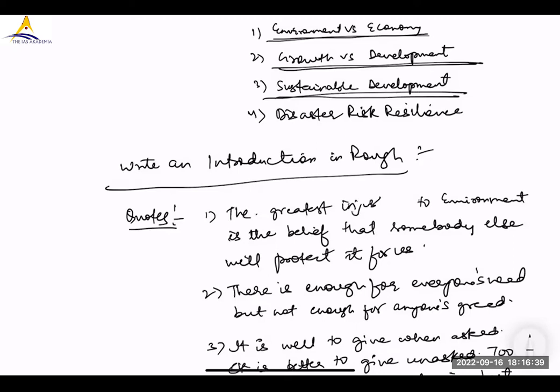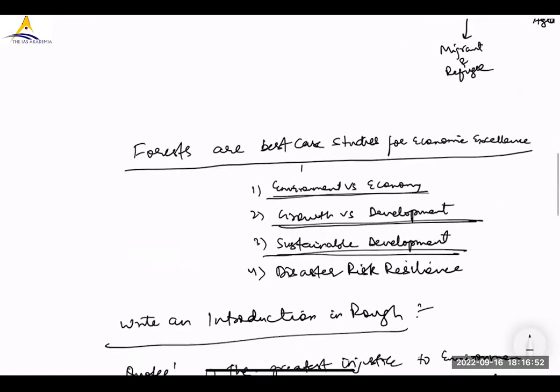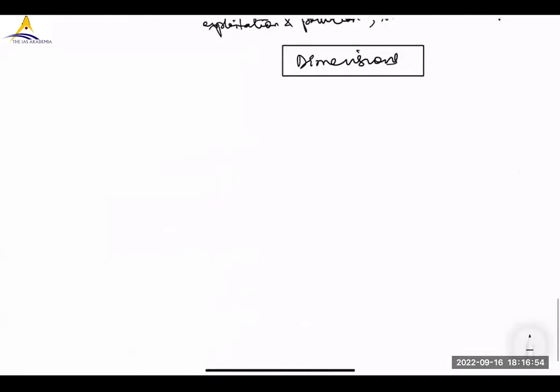Okay, so now you come to the dimension of forests are the best case studies for economic excellence. अब forest है एक तरफ, economic excellence है, and it is saying that it is a case study. So what are the dimensions through which you can see this? Tell me.